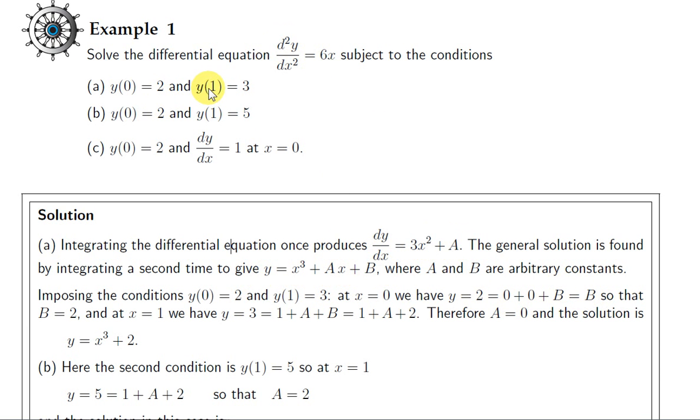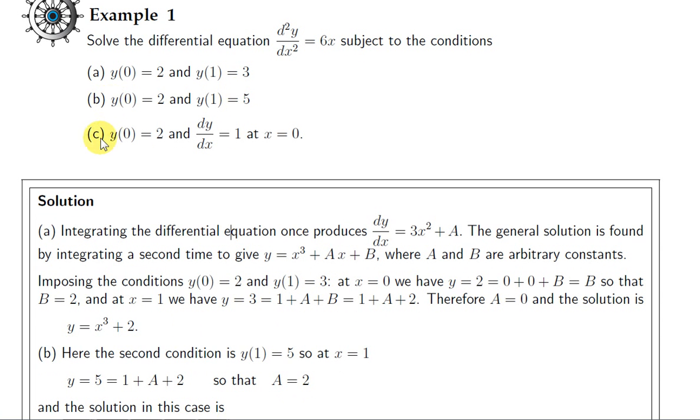So let's look at the second condition here. Y at 1 equals 3. So we plug 1 in for x in the general solution. So we get 1 cubed plus a times 1. And we have plus b, but we found b. We found that b is 2, so we can plug 2 in for b. And y at x equals 1 is 3. So all of this must equal 3. So from this you can see that 3 equals 3 plus a, or a equals 0. So a is 0, b is 2, so we end up with y equals x cubed plus 2.